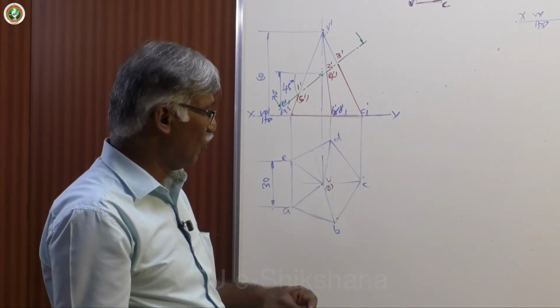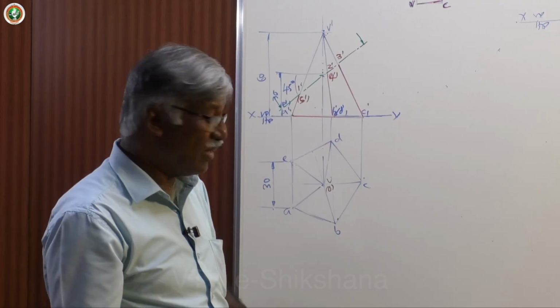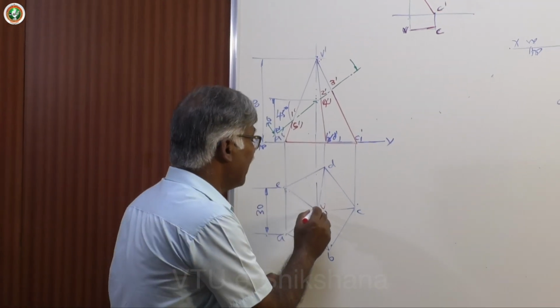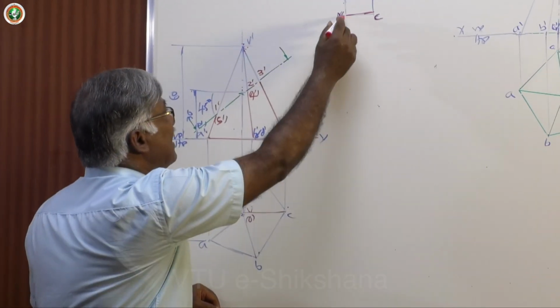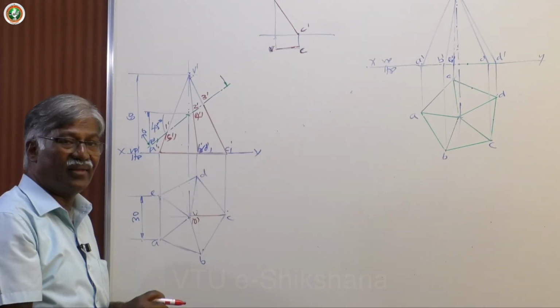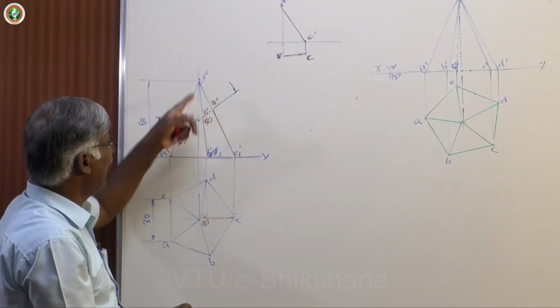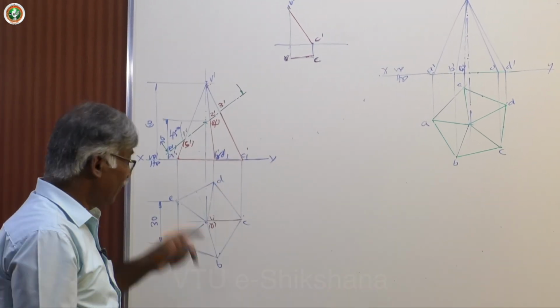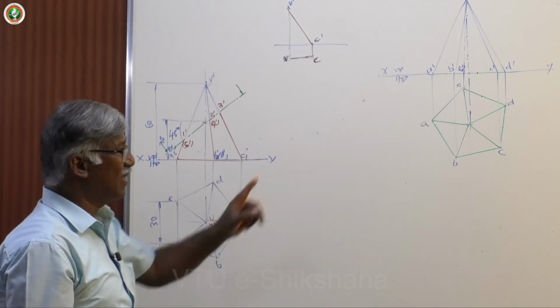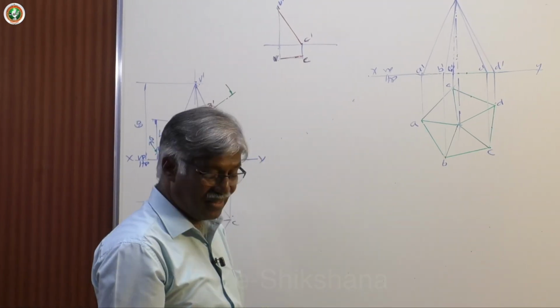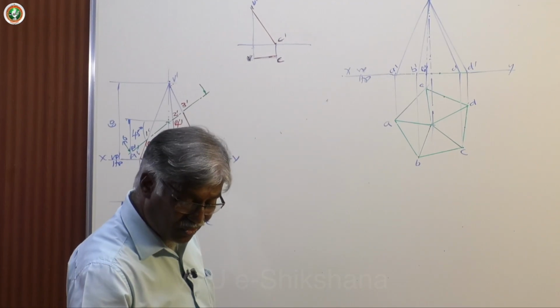Now let me do that. Before that, is the true length available or not? Now this is a very important line for me. VC is parallel to the XY line. Definitely V dash C dash is true length. If not, then you never get the true length. For example, in this case none of the lines are parallel to the XY line.